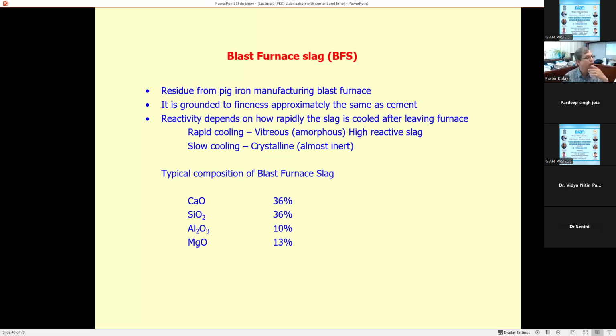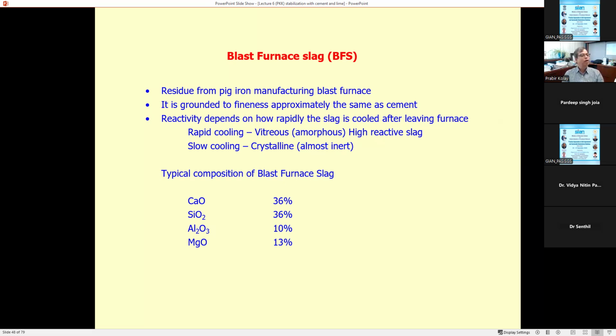So also here, you see the chemical compositions. Calcium is again about 36%, silica is 36%. The calcium is the main binding agent, right? So basically you see that rapid cooling creates a more vitreous, highly reactive slag, and slow cooling results in crystalline or almost inert slag. So again, if it is more amorphous, it's much more reactive.